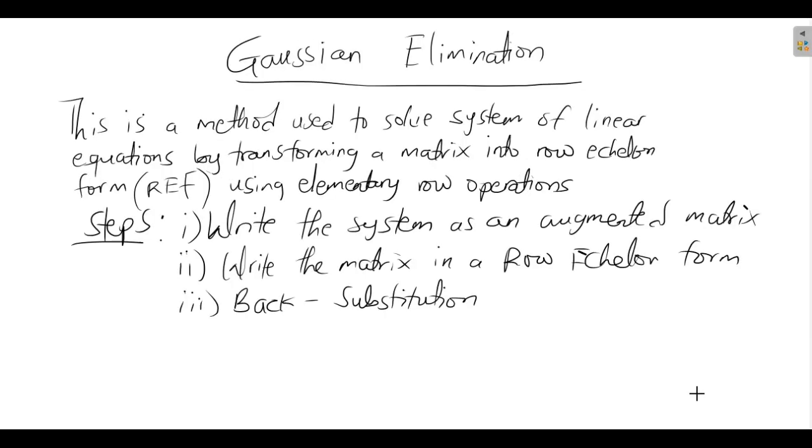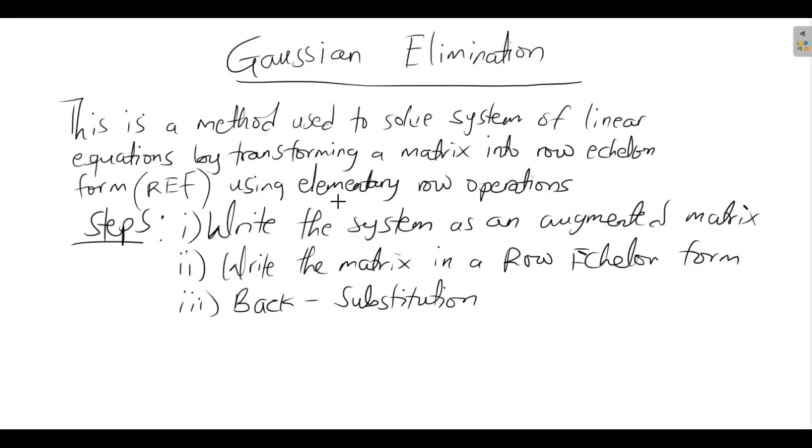Gaussian elimination is a method that is used to solve a system of linear equations by transforming a matrix into row-echelon form, that is REF, using basic or elementary row operations. So here we are given a system of linear equations, and the goal is to find the values of the variables in the equations. Gaussian elimination is there to help us get the values of those variables. Now quickly I'll take you through the steps that we use in solving a system of linear equations using Gaussian elimination.